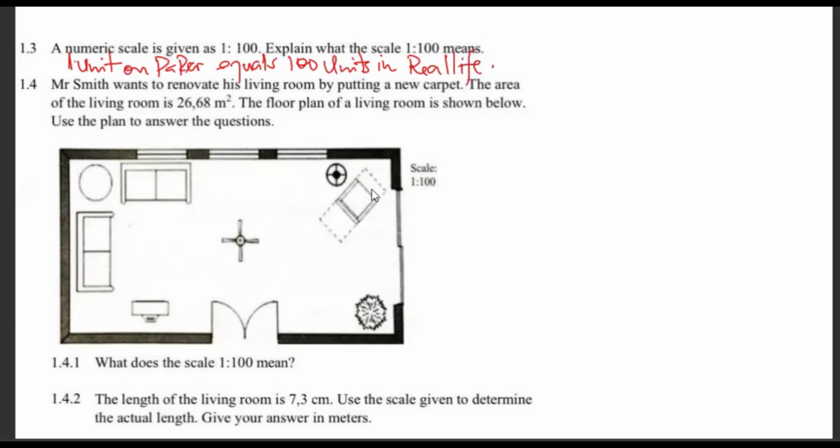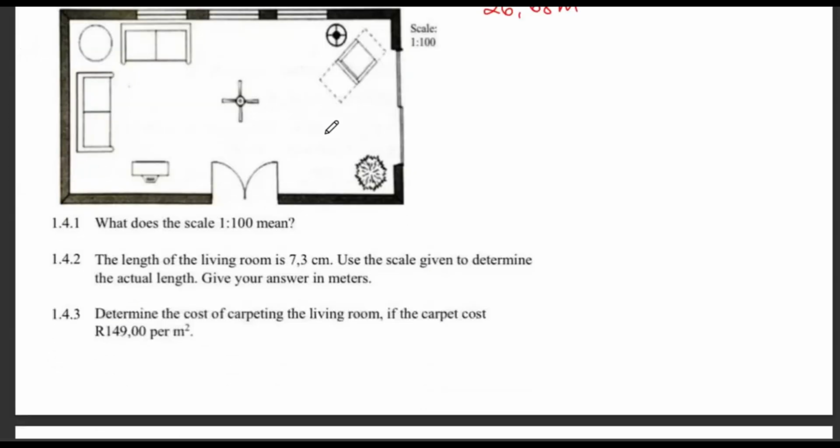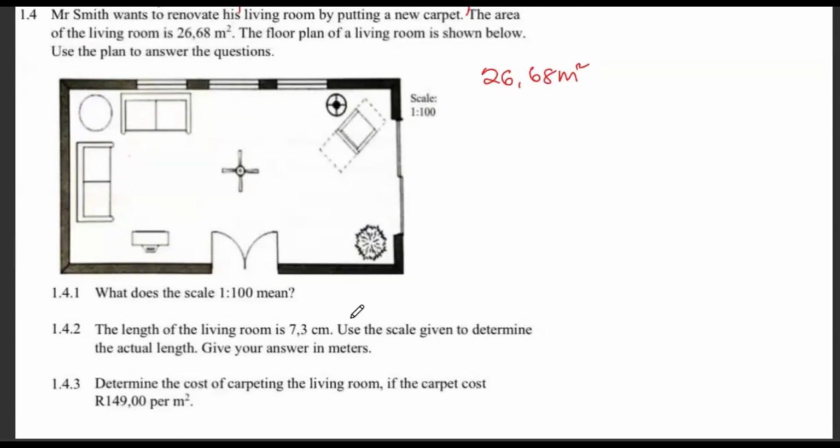Mr. Smith wants to renovate his living room by putting in a new carpet. The area of the living room is 26,68 meters squared. The floor plan of the living room is shown below. Use the plan to answer the questions that follow. This is the living room. So what does the scale mean? We've already looked at this: 1:100, 1 unit on paper, 100 units in real life.